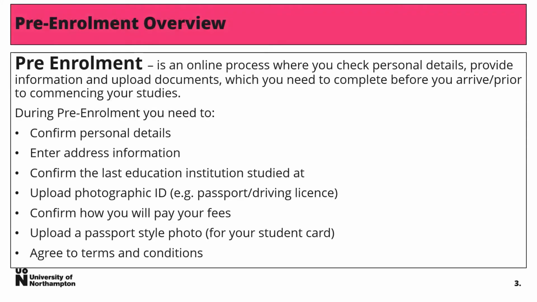Pre-enrollment is an online process where you check personal details, provide information and upload documents which you need to complete before you arrive and prior to commencing your studies. This is an important document that sends your details to the university and lets the university know that you will be studying with them. It updates your details on the system, and lets them know what course you're doing, where you'll be living, different things like that. So you can understand it's a fairly important piece of work.